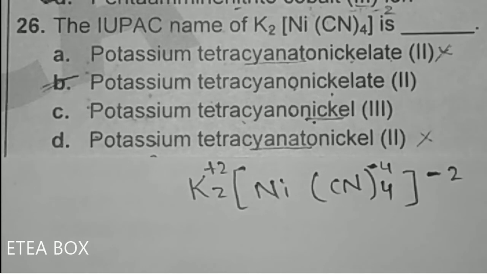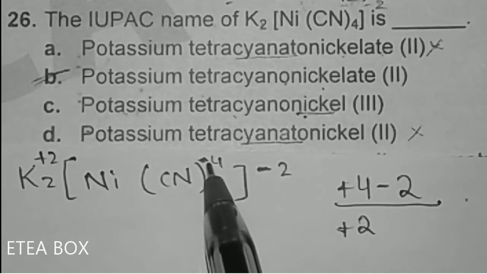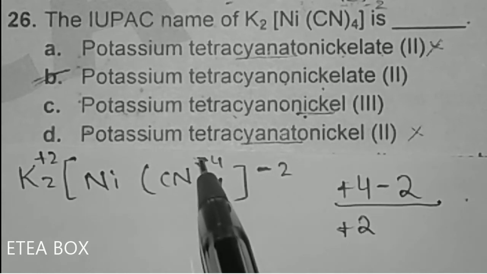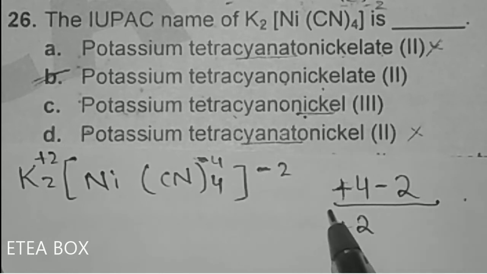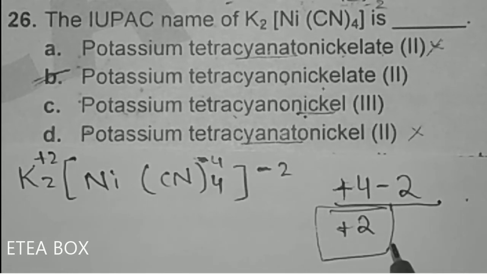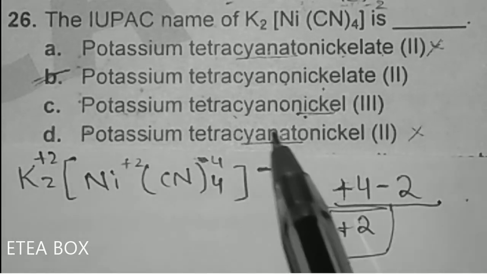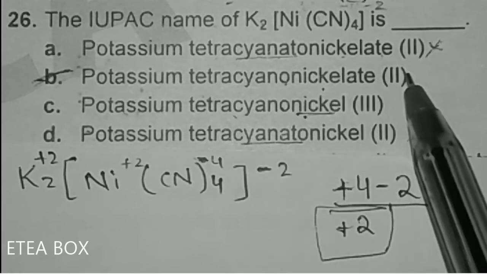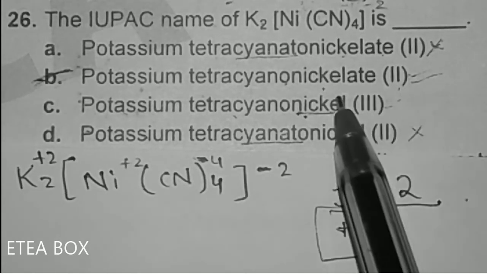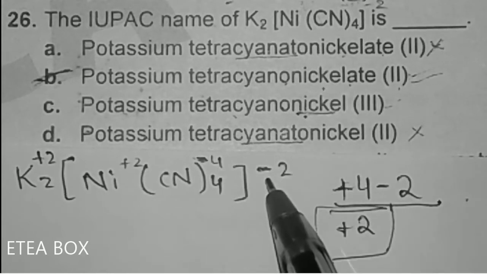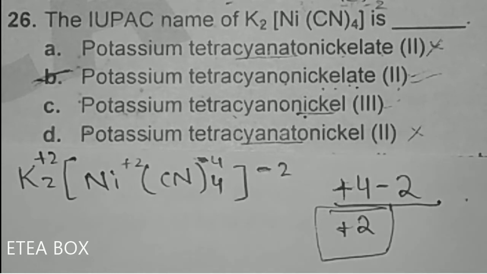This one is the shortcut. Look here, it is minus 4. Simply take this one as positive and subtract minus 2 from it, and you will get plus 2 as the oxidation state directly. So nickel has plus 2 oxidation state. Now it means that option B is correct here. Look, this one is 2 and this one is 3, so option B is correct. And look at nickel and nickelate: we know that when the coordination sphere is negative, we will take nickelate. So option B is correct.